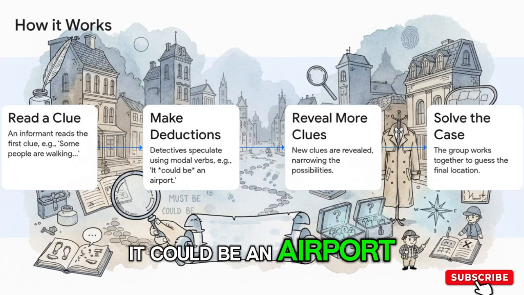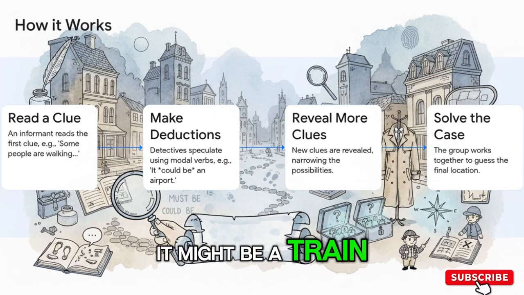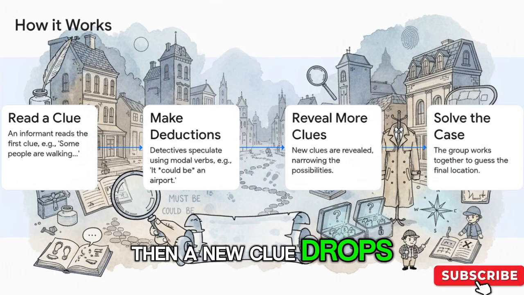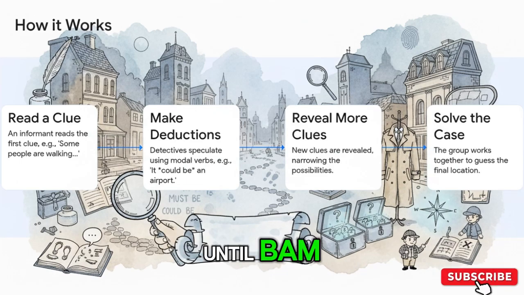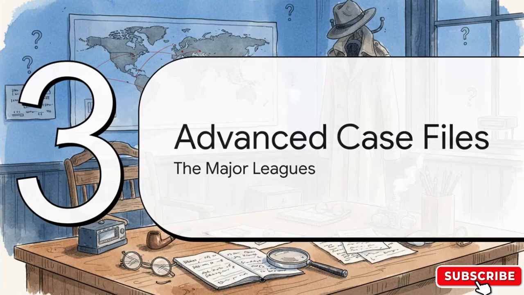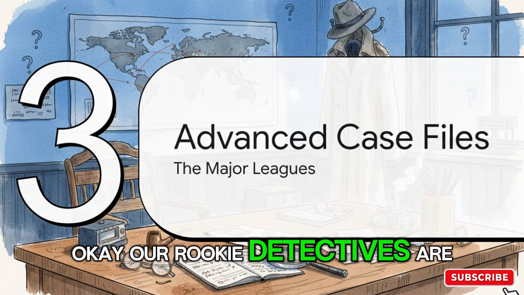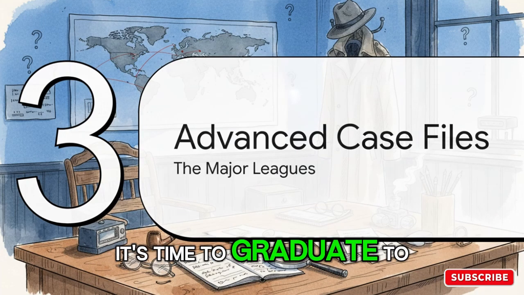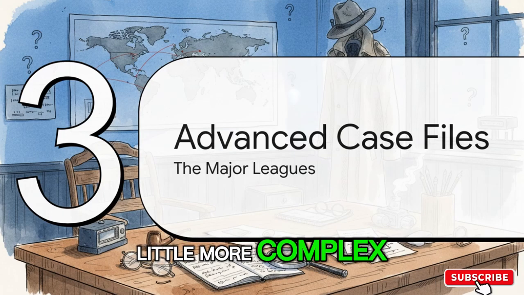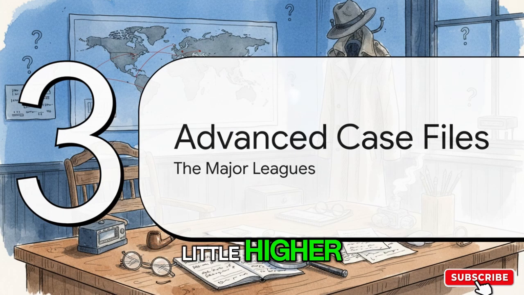It could be an airport, or, well, it might be a train station. See? They're using those modal verbs. Then a new clue drops, which narrows down the possibilities until, bam, case closed. They guess the location. It's a pretty simple game, but it really gets those deductive muscles working. Okay, our rookie detectives are all warmed up. It's time to graduate to the major leagues. Now the cases get a little more complex, and the stakes get a little higher.